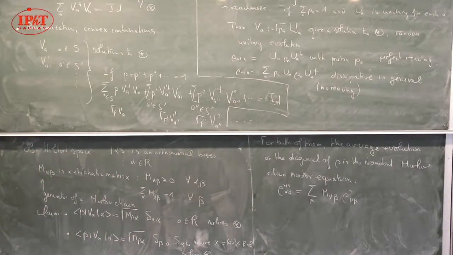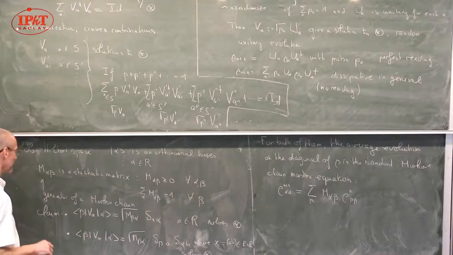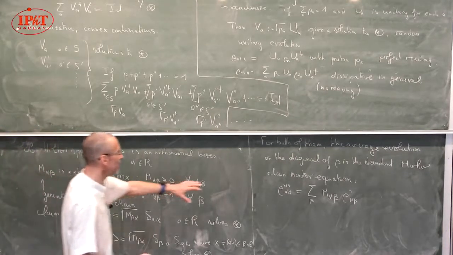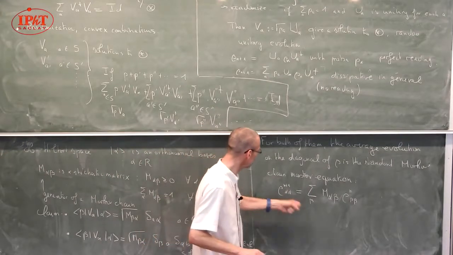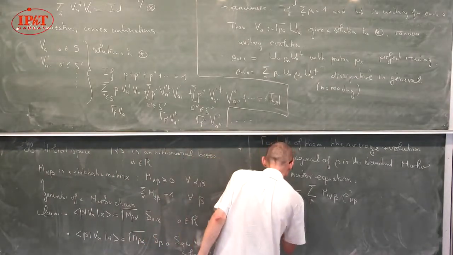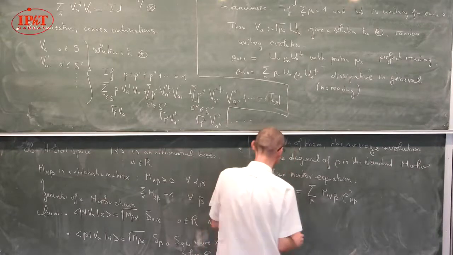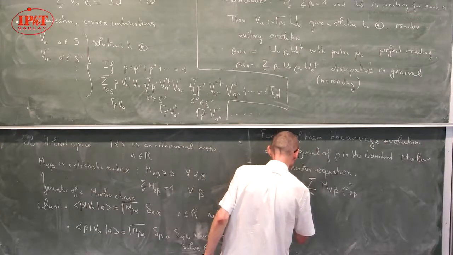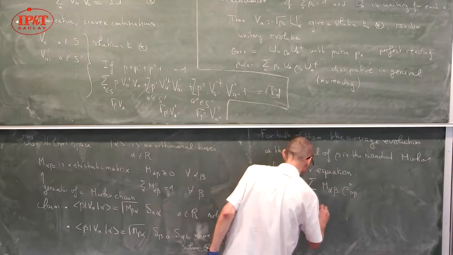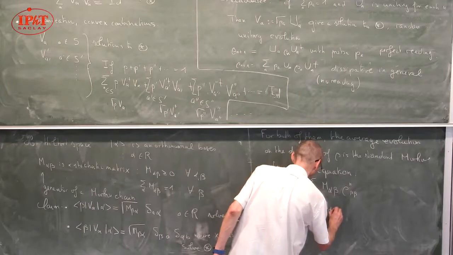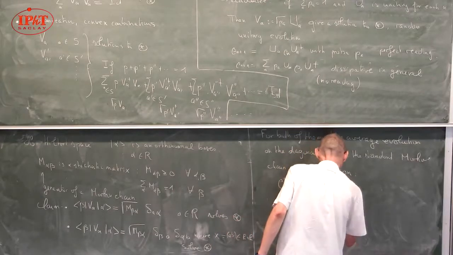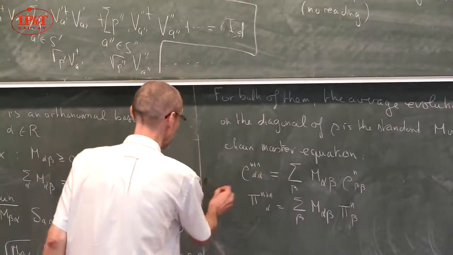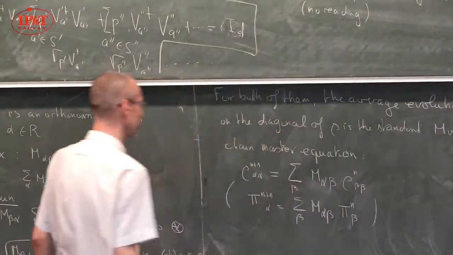But in fact, what I want to stress, and you can have a look in the notes for the details, is that on the diagonal, you really recover the evolution. This is just the distribution of probabilities in your chain. Pi_{n+1}^alpha would be equal to the sum over beta of M_{alpha beta} pi_n^beta. This would be the standard equation for the Markov chain.